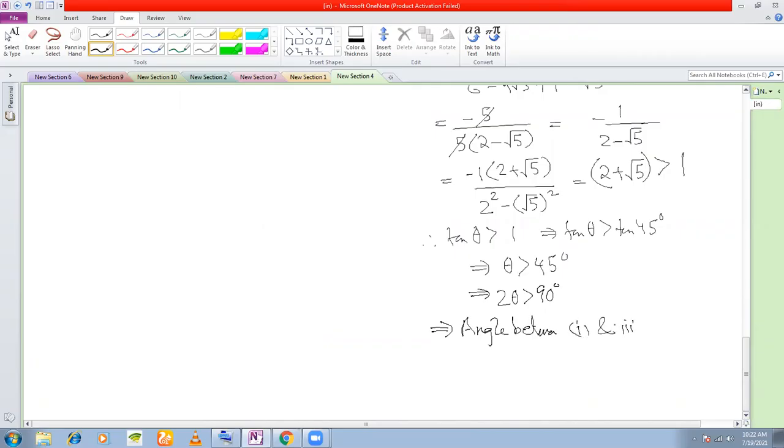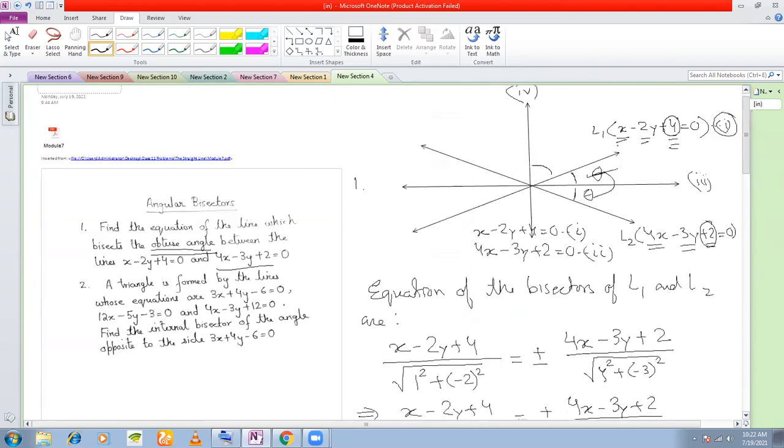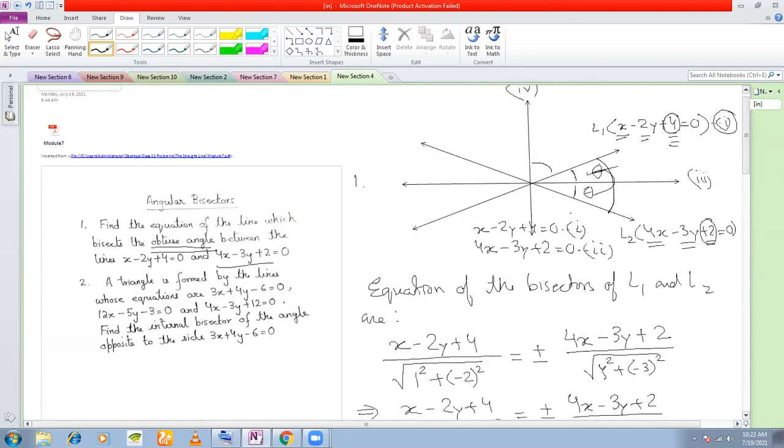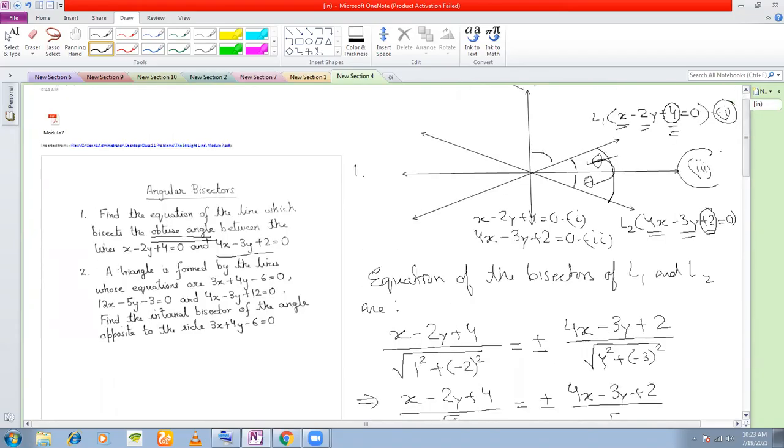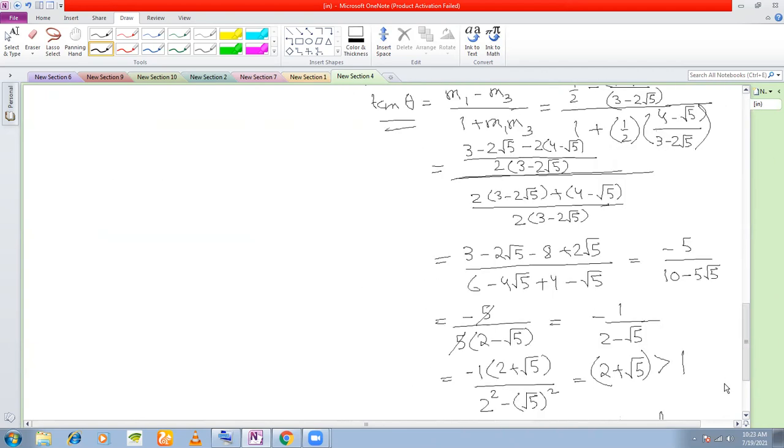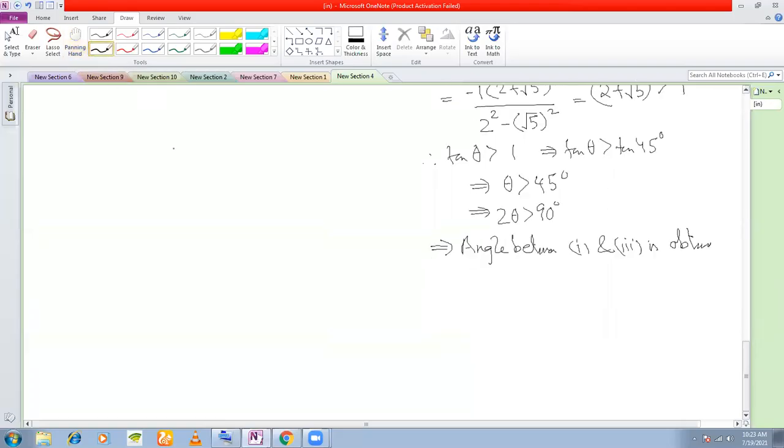is obtuse, isn't it? That means this angle that we are getting here, this must be an obtuse angle because 2 theta is greater than 90. That means 3 must be the bisector of the obtuse angle. Therefore, 3 must be the bisector of the obtuse angle between 1 and 2.